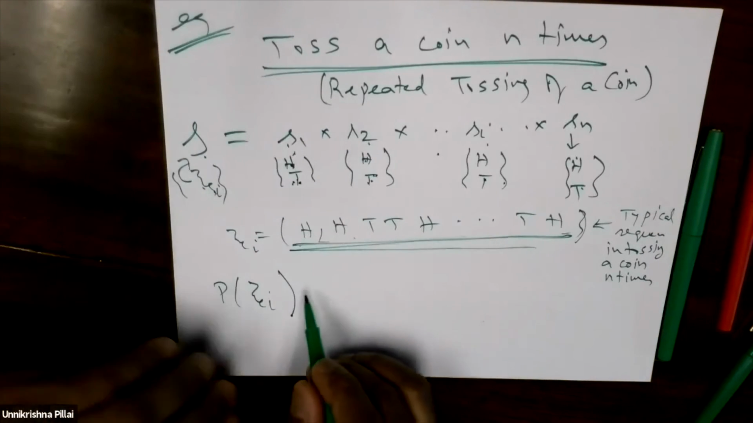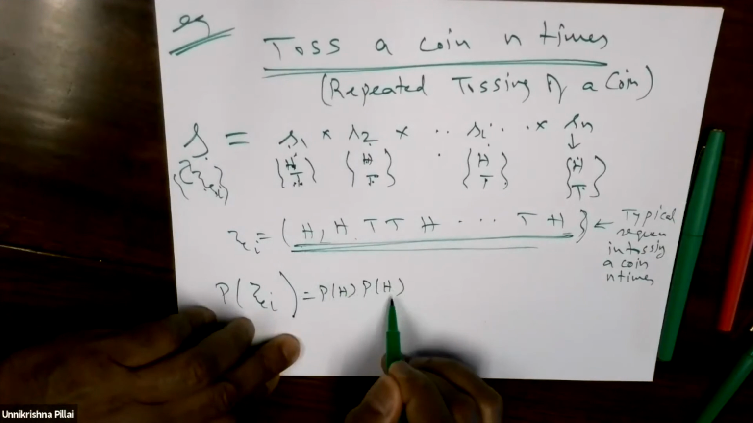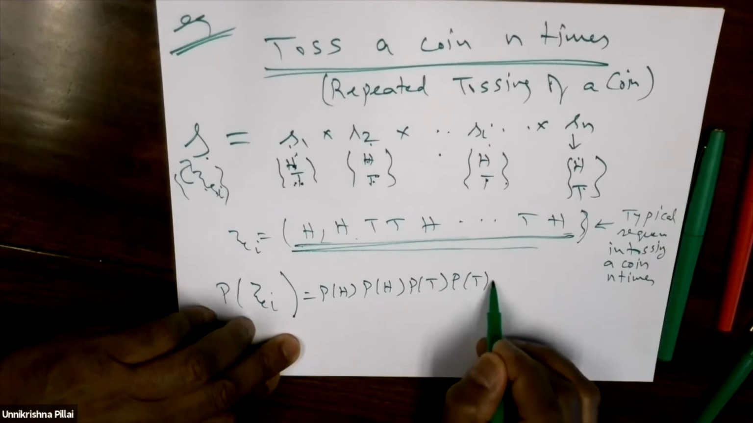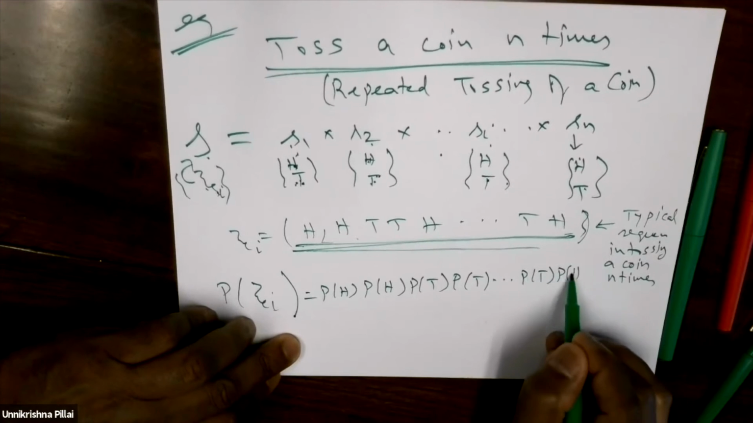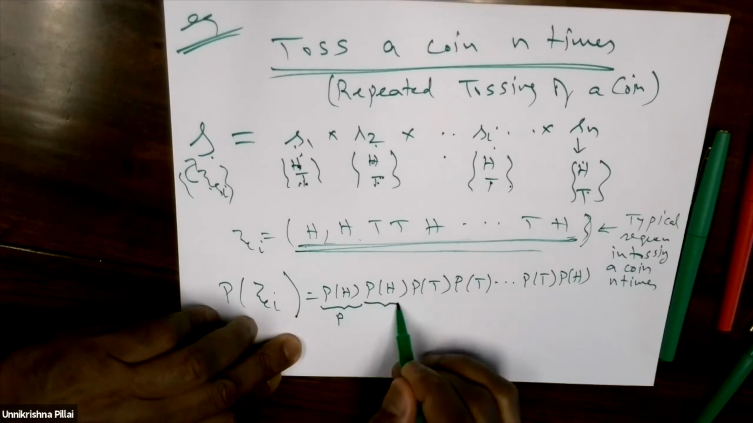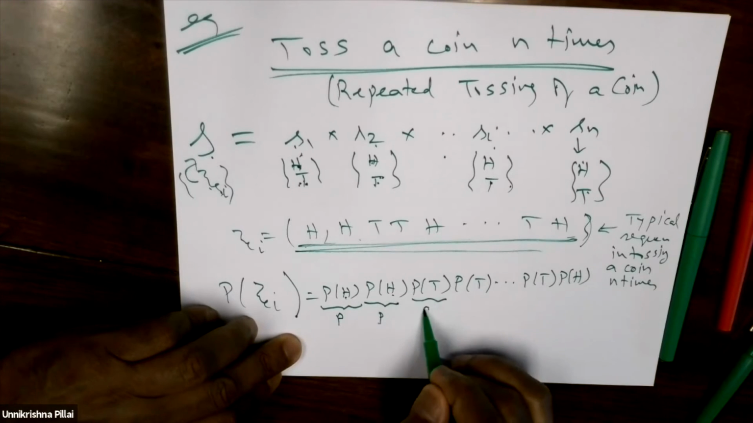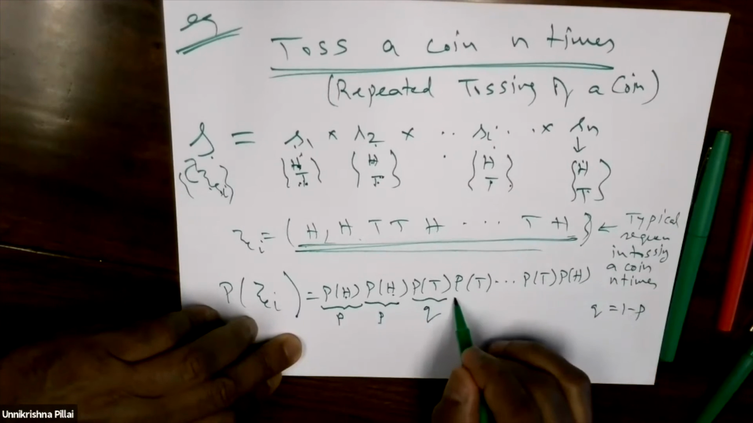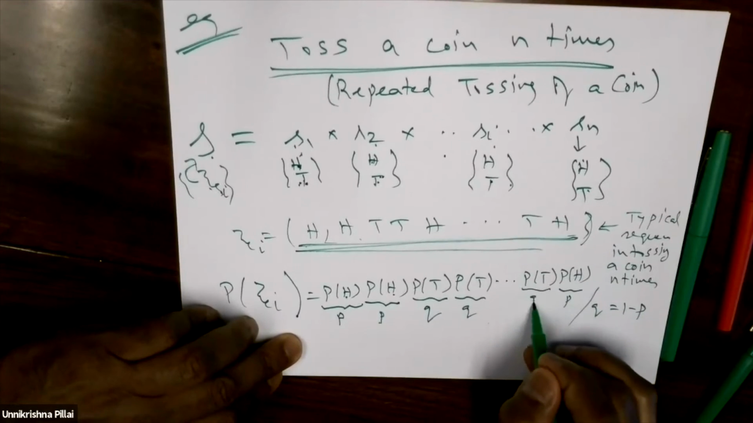So this is going to be probability of head, the way I have written, another probability of head, probability of tail, etc. Probability of tail, probability of head. Let me call the probability of head P. So this is PP. Tail, I am going to call Q. So Q is, of course, 1 minus P. So this is Q, and the last one is P, and this is Q.